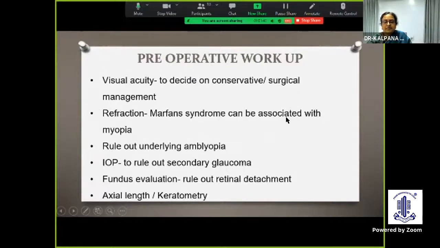Refraction, mostly it is myopic, so you should always do a retinoscopy and look at the refractive status of the child. And if there's any underlying amblyopia, it's better to treat the amblyopia and to counsel the parents regarding the follow-up and the need for glasses. And intraocular pressure, secondary glaucomas can also be associated with this. Fundus evaluation is very important, because especially in Marfan syndrome, they tend to have myopic changes and breaks in the retina. Axial length measurement is very important. And sometimes cornea plana can be one associated ocular feature in these children, so keratometry also is very important.